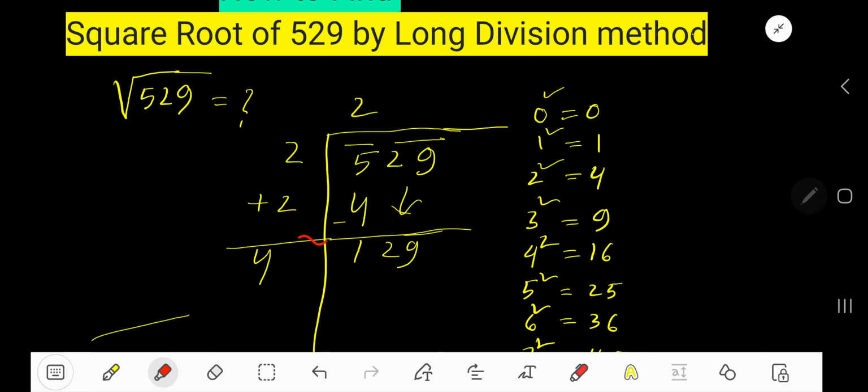Now you have to place here a number. This number must come also here. You need to multiply this times this. Look, 4, then you need to multiply by this.